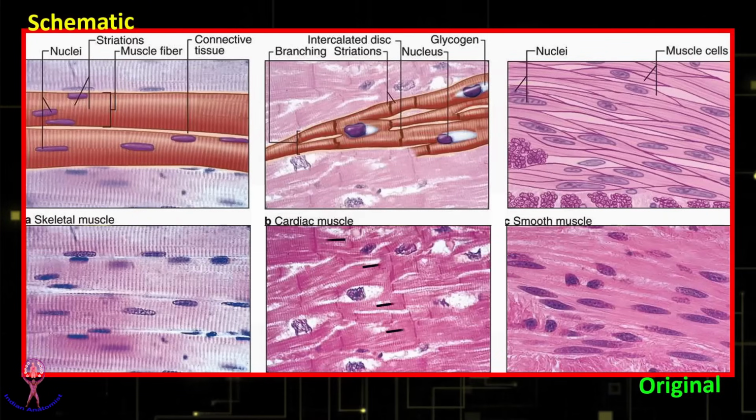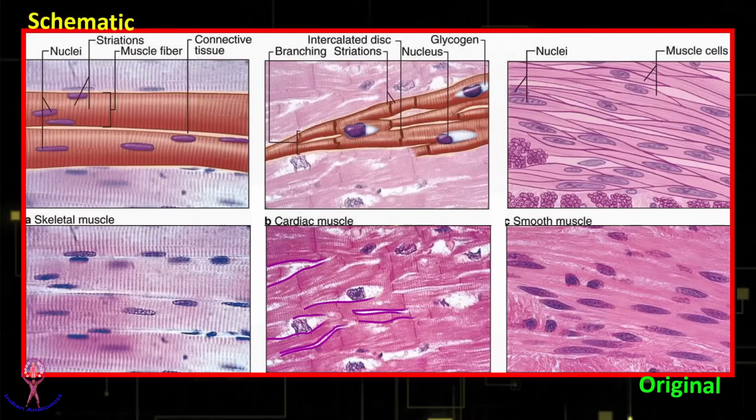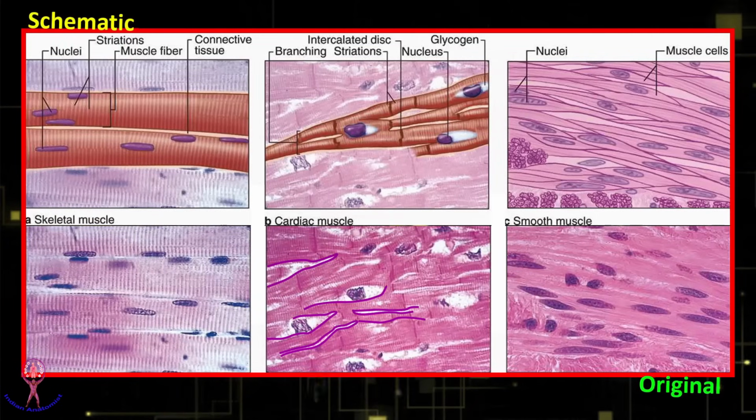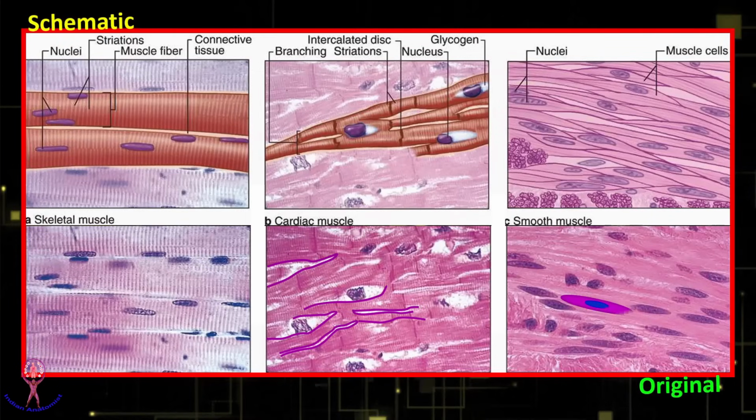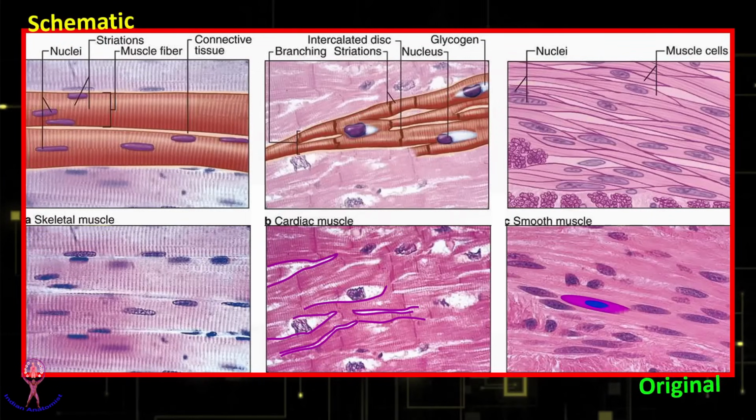The space between the 2 intercalated discs is called one sarcomere. Very important, find the branching pattern of cardiac muscle fibers. Finally, note the smooth muscle, whose cells appear as spindles with a centrally placed single, oval nucleus.